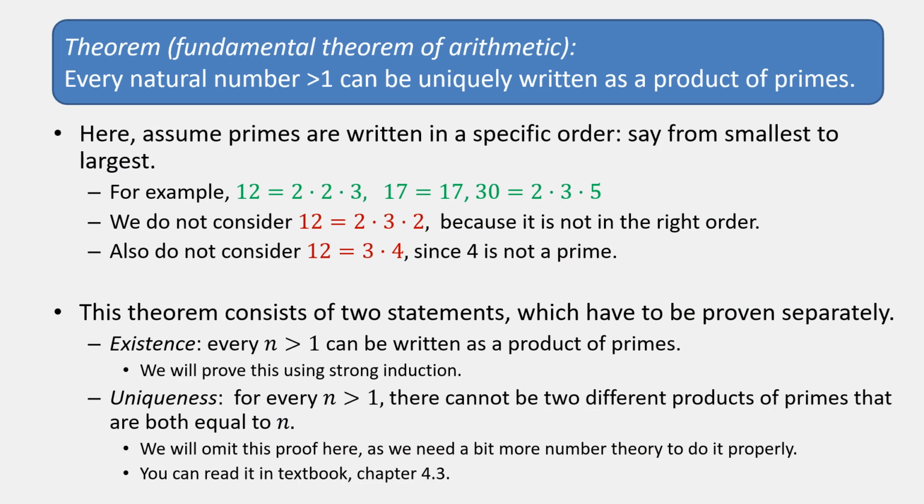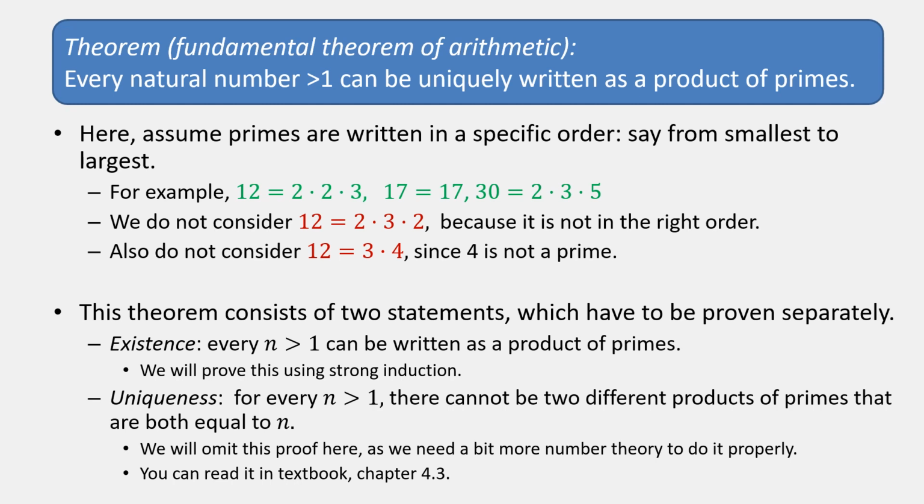There is a theorem called the fundamental theorem of arithmetic that says that every natural number greater than 1 can be uniquely written as a product of primes. So for example, if you have the number 12, you could write it as 2 times 2 times 3. 17 is a prime itself, so it's a product of primes consisting of just one element, 17 itself. 30 is 2 times 3 times 5, and so on.